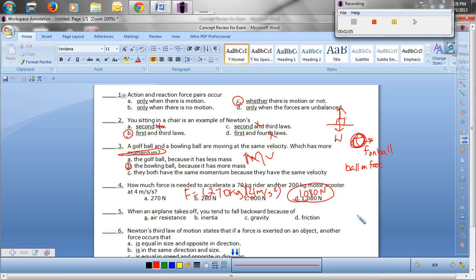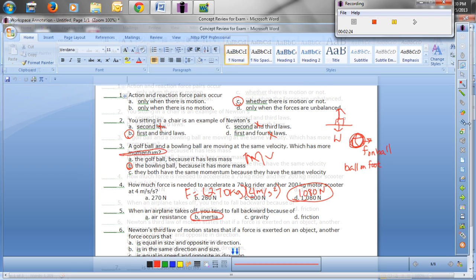When an airplane takes off, you tend to fall backward because of inertia. Because your body was at rest, it wants to stay at rest. The airplane wants to move forward, so you move backward. Same thing happens when you're sitting in a car and someone accelerates forward. You fall backwards. All right, so let's go on.